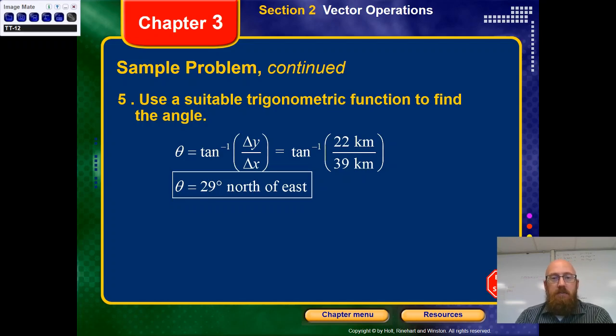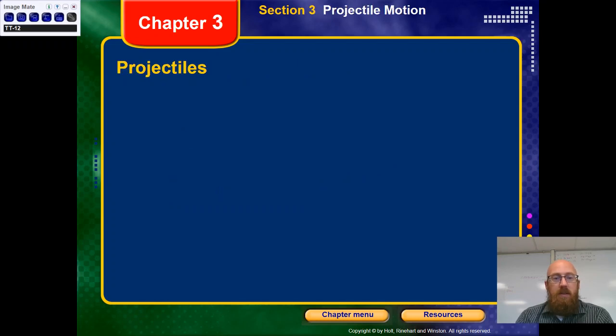Take some time, pause the video, see if it makes sense, make certain you can do these problems. This is one of the things we're going to pick up with right away. We're going to stop the video here. I'm going to actually start another video for projectile motion. Split this chapter into two sections.